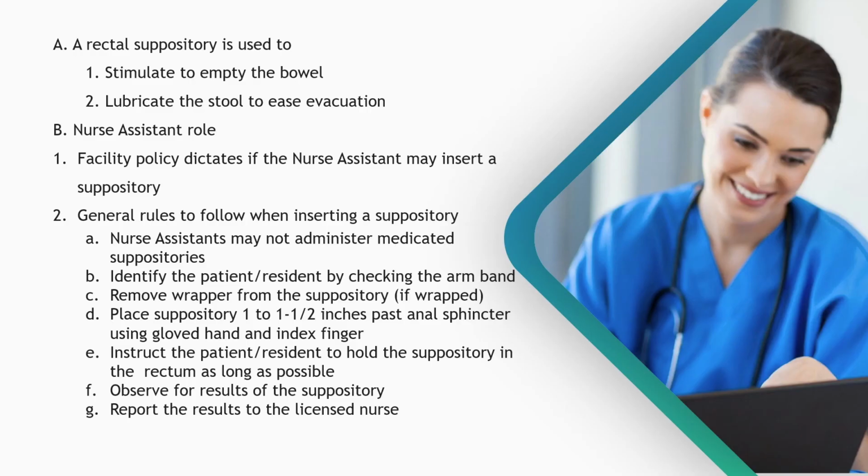Identify the patient or resident by checking their armband. Remove the wrapper from the suppository if wrapped. Place suppository 1 to 1.5 inches past the anal sphincter, using gloved hand and index finger. Instruct the patient or resident to hold the suppository in the rectum for as long as possible. Observe for results of the suppository. Report the results to the licensed nurse.